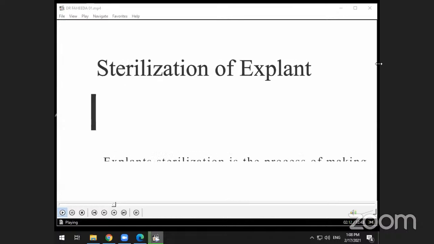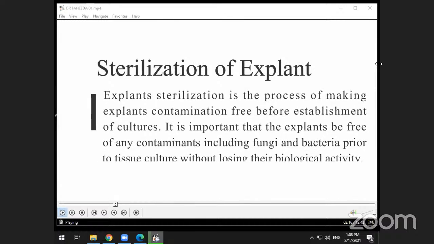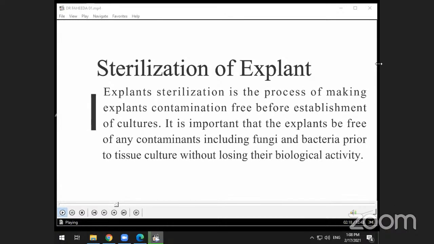Sterilization of eggplant. Eggplant sterilization is the process of making eggplant contamination-free before establishment of cultures. It is important that eggplants be free of any contaminants including fungi and bacteria prior to tissue culture without losing their biological activity.